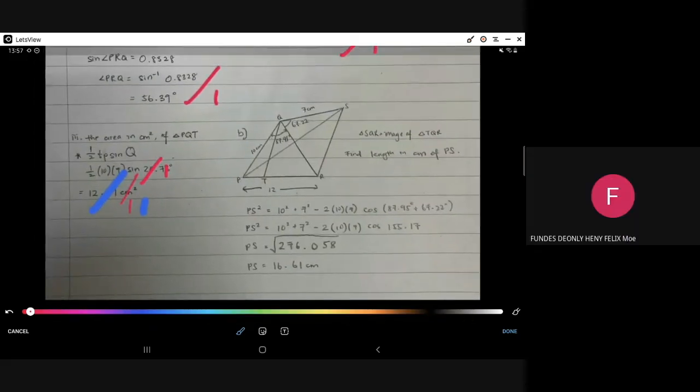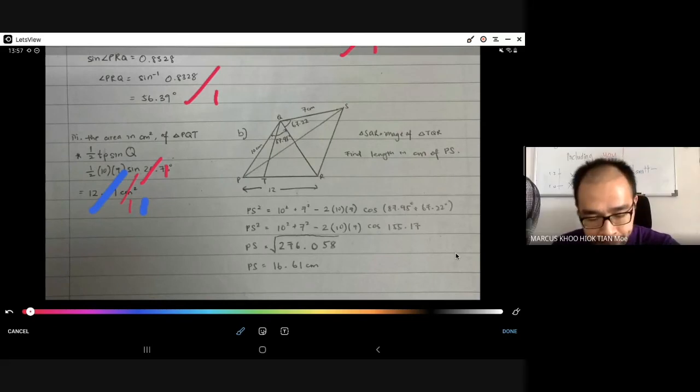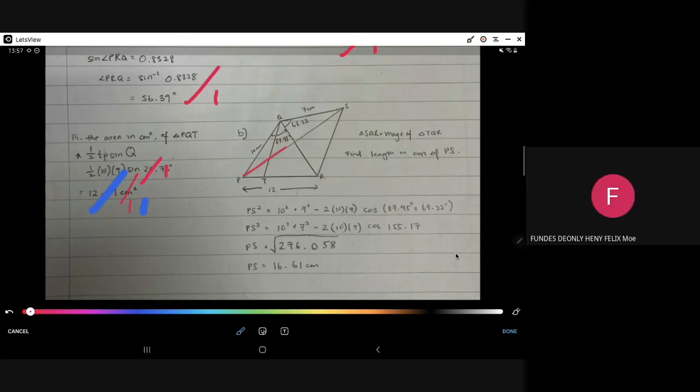So they want to find PS. SQR is the image for TRQ under reflection of QR. So it means QR and QS are the same length, 7 cm. So the angle RQS, we know is already 67.22. Like what I calculated earlier. So now we have two sides and one angle, unknown side. So we can use the cosine rule to find PS.